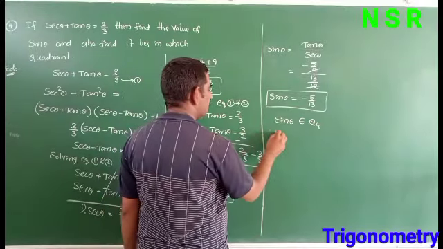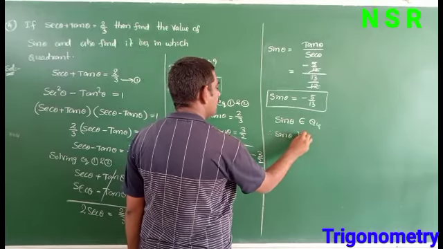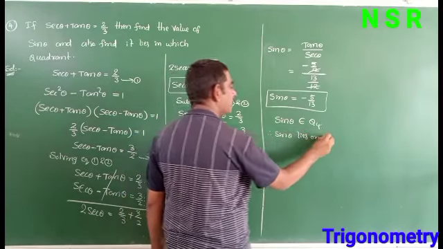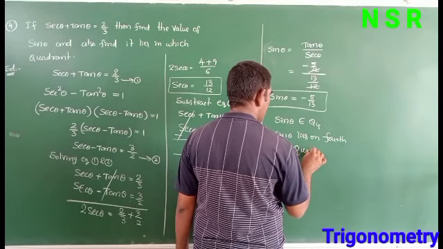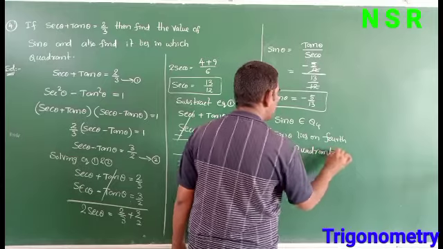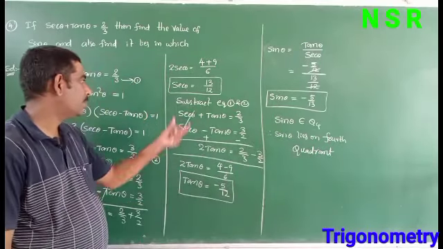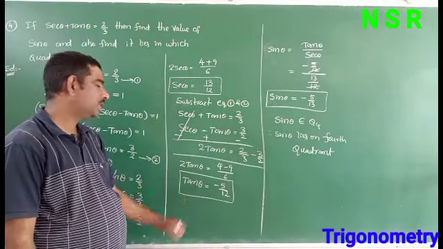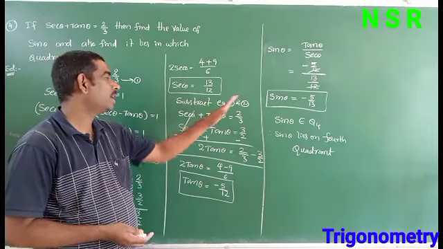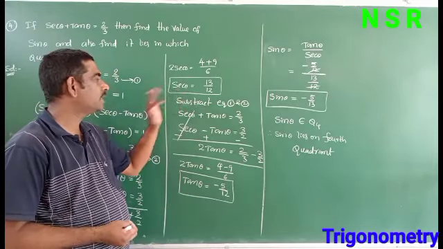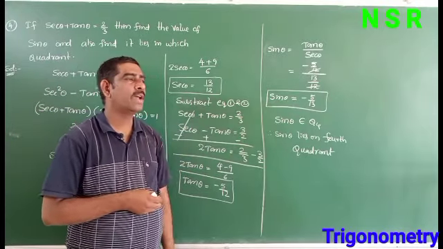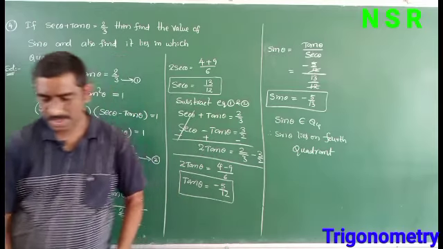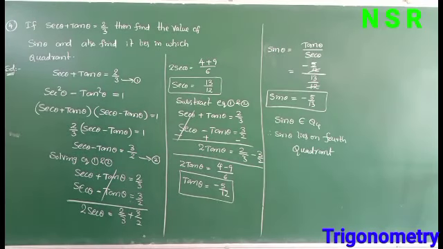So therefore sin theta lies on fourth quadrant. Why? Because here secant positive, tan negative. So sin tan negative in fourth quadrant, secant is positive in fourth quadrant. So we get here sin theta value in negative. So that's why sin theta is belongs to Q4. So sin theta lies in fourth quadrant.